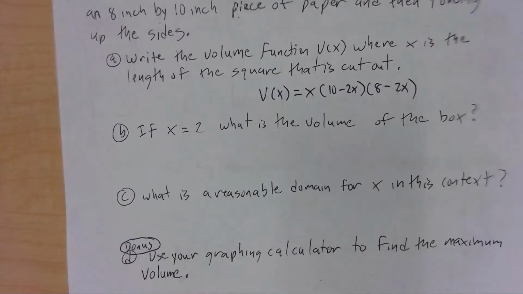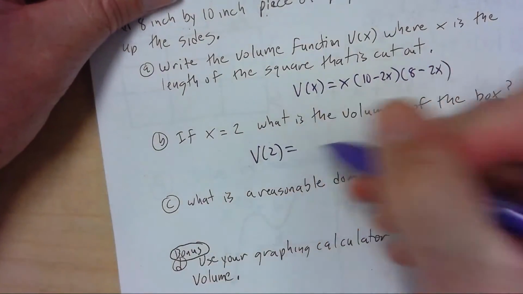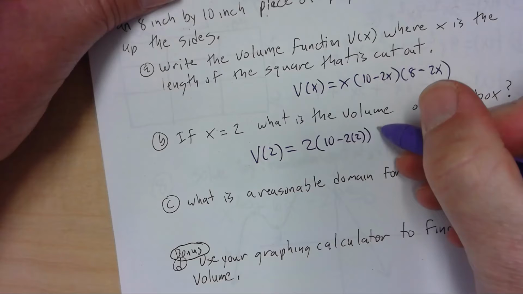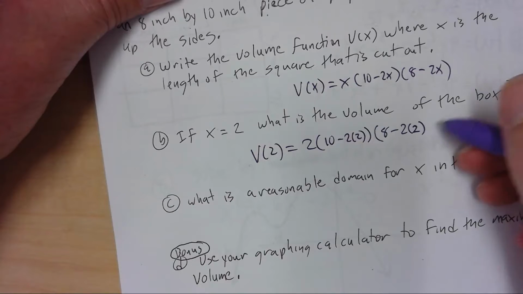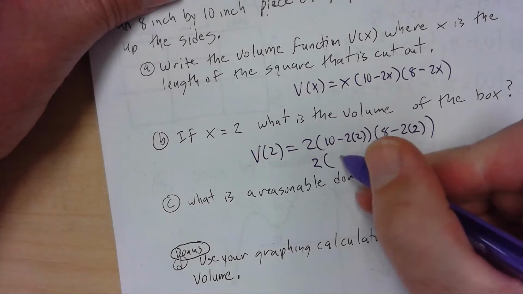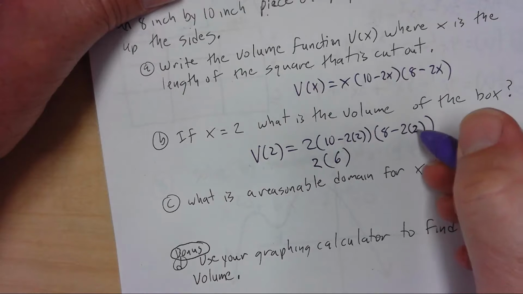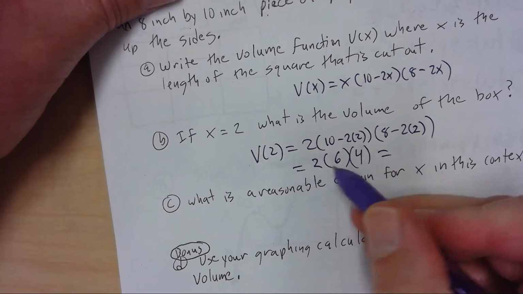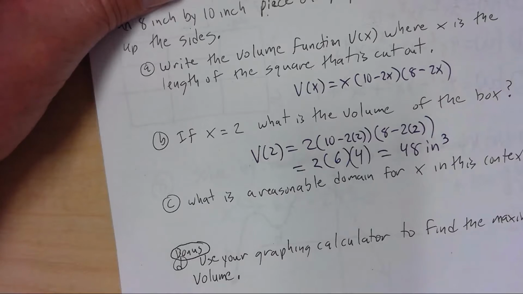So then we put 2 in for X. So we want to know V of 2. So V of 2 is putting 2 in for X. So it'd be 2 times (10 minus 2 times 2), parentheses, and then (8 minus 2 times 2). So you're putting 2 in for X in all three places. So that's 2. And then that's 4 from the 10 would be 6. So that part that we fold up would be 6, and then the other part, 4 from the 8 would be 4. So the answer is 2 times 6, which is 12, times 4, it's 48, and since it's inches, it'd be inches cubed, which indicates volume.